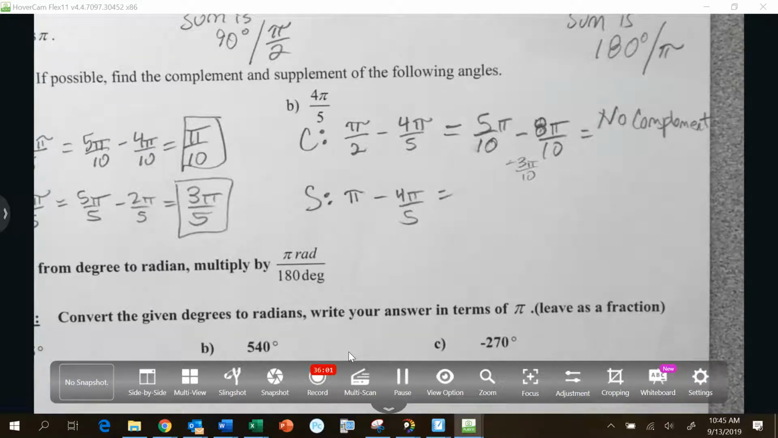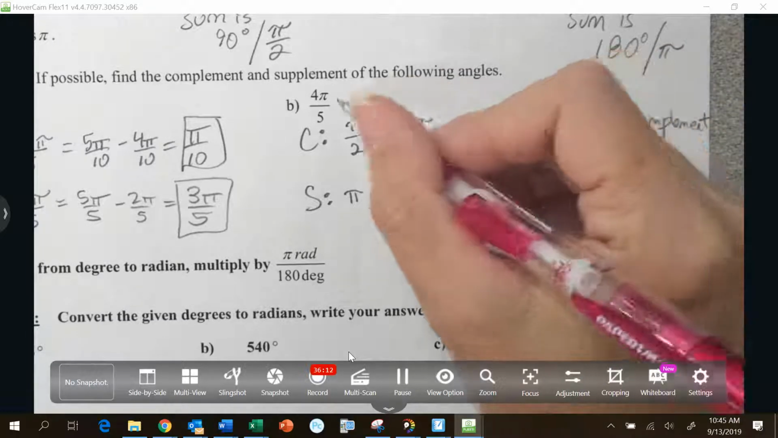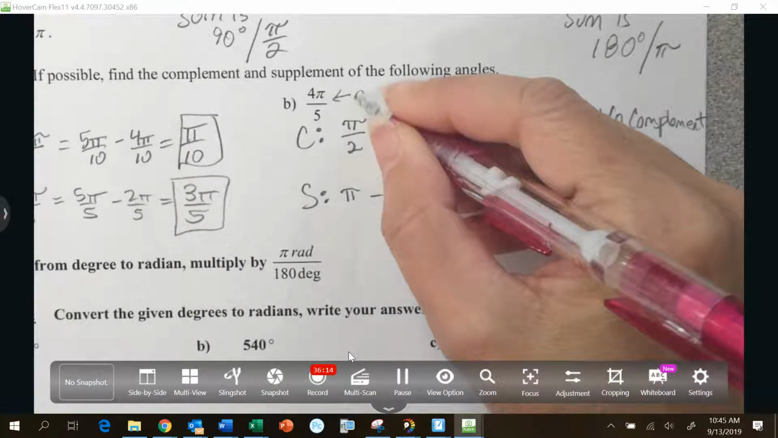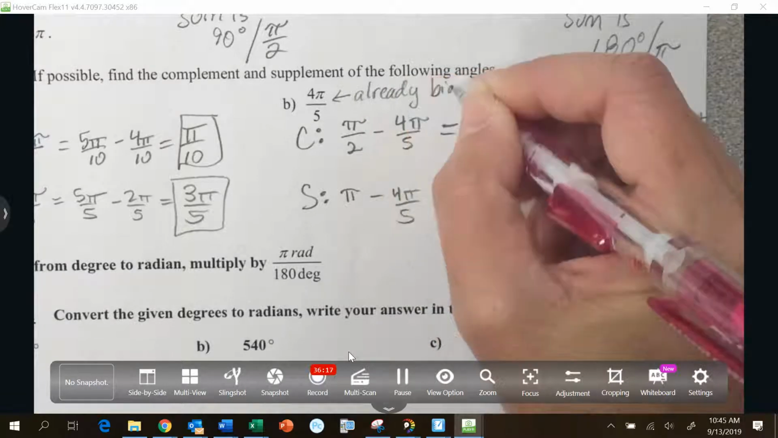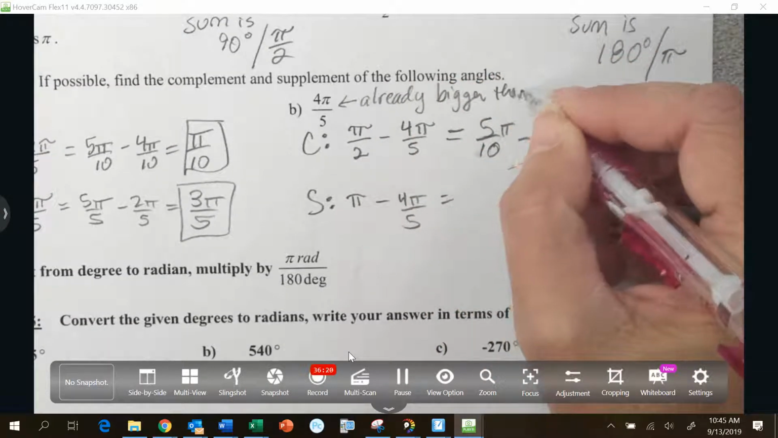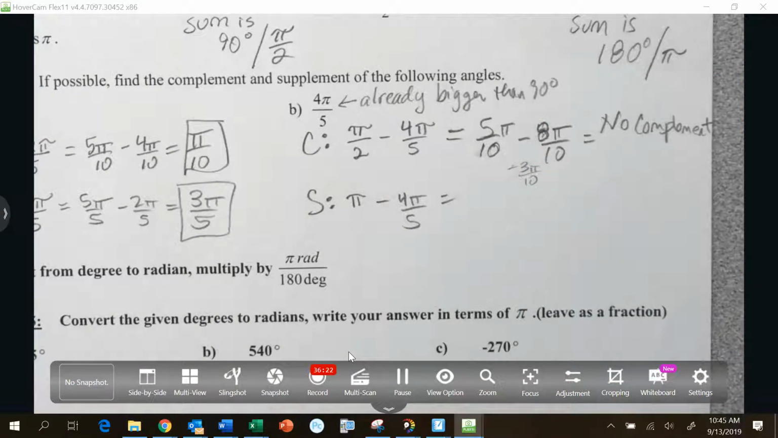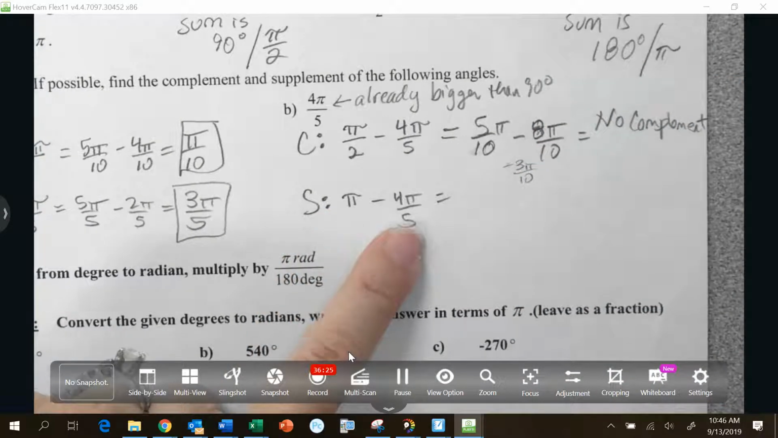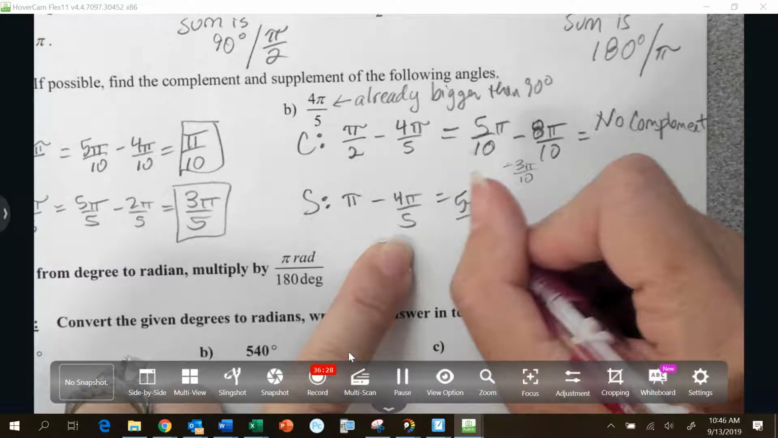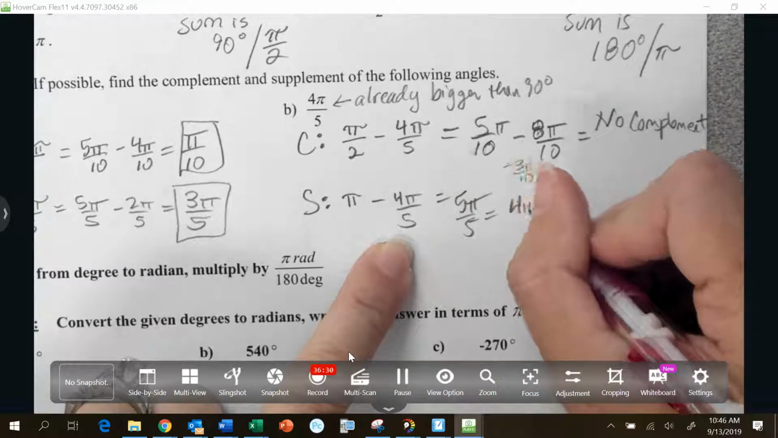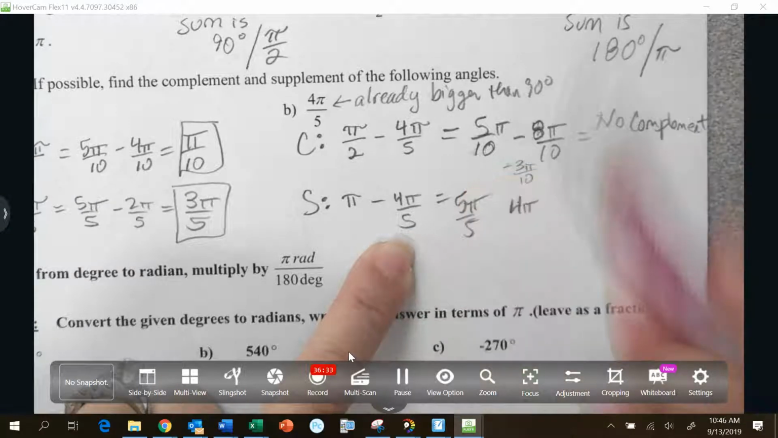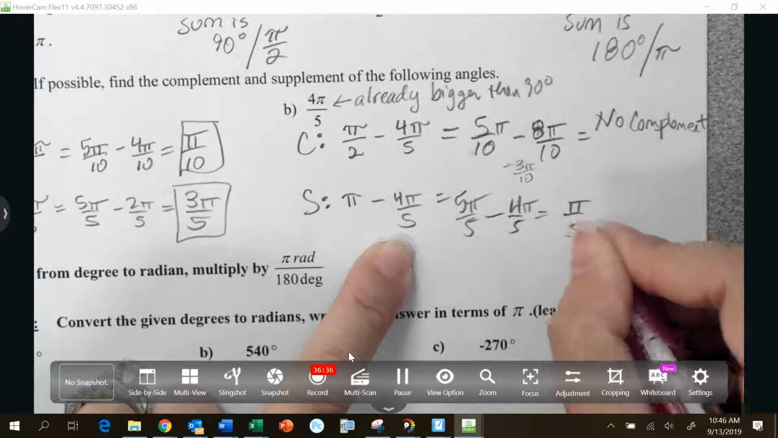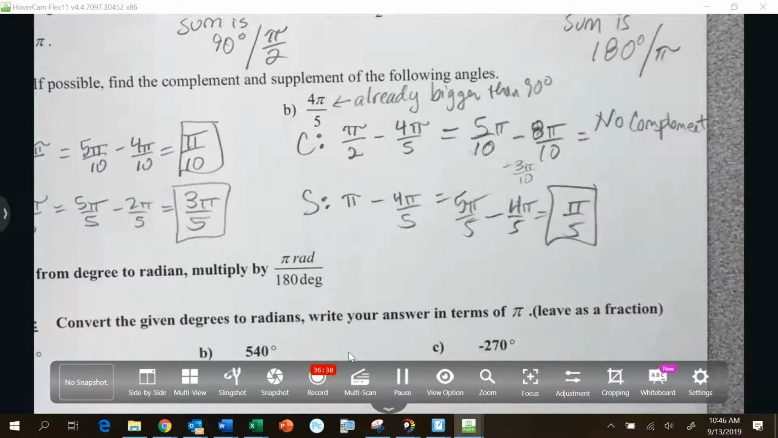It's a negative number. Complementary angles would be two angles that add up to 90, not two angles that you have to subtract to get 90. Like 4 pi over 5 is already bigger than 90. It doesn't have a complement. And then pi minus 4 pi over 5 is how many pi over 5s? Pi over 5. So it has a supplement, doesn't have a complement.